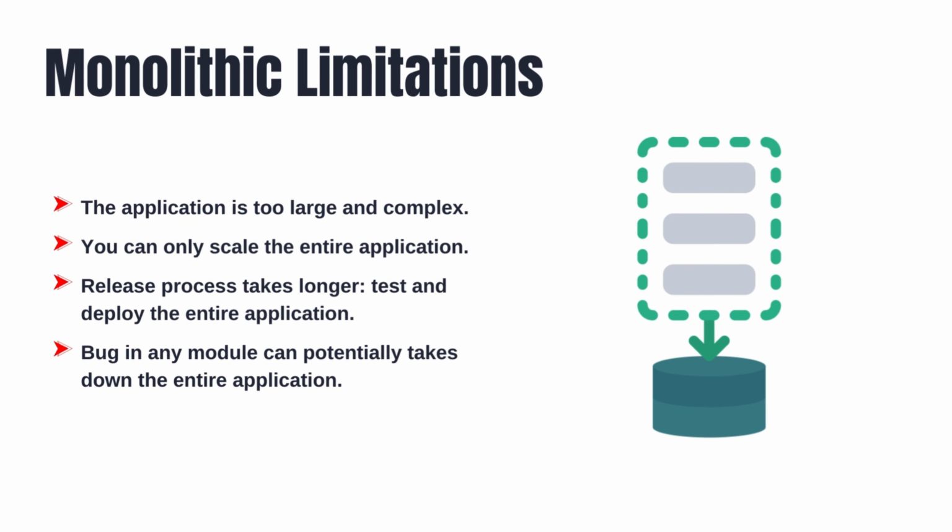The release process of a monolithic application usually takes longer because we have to test and deploy the entire application. This is inefficient in the case where you want to launch new changes frequently. And finally, modules in a monolithic application are usually tightly coupled, so a bug in any module can take down the entire application. So developers need to be careful when deploying new changes, since it's harder to fix, and a bug might block other teams from making progress.